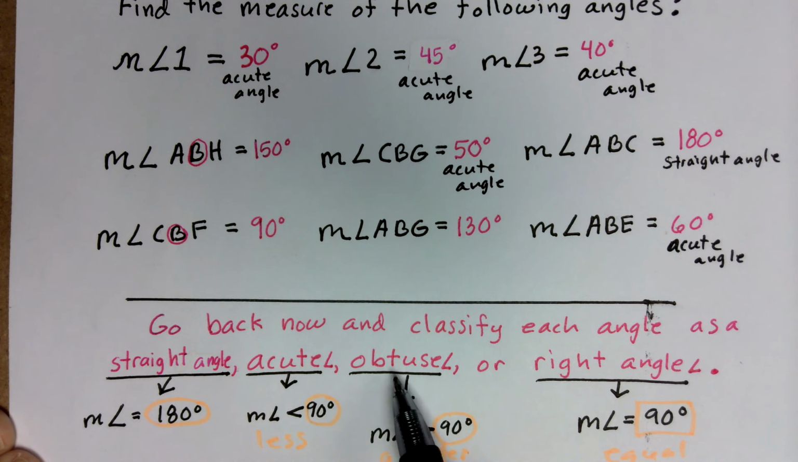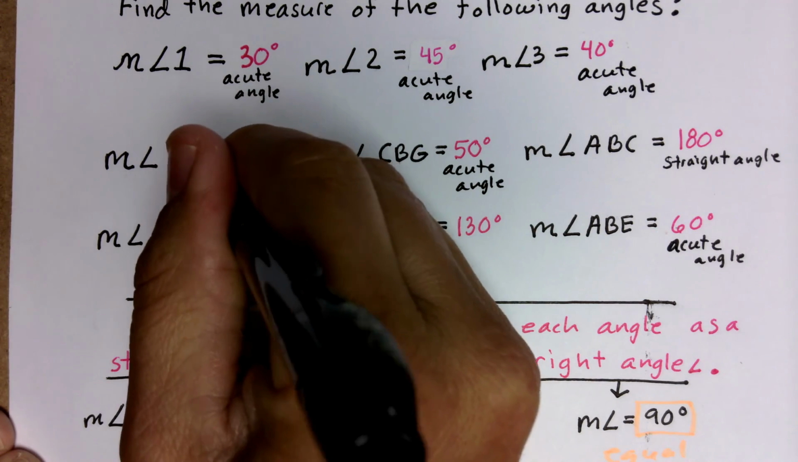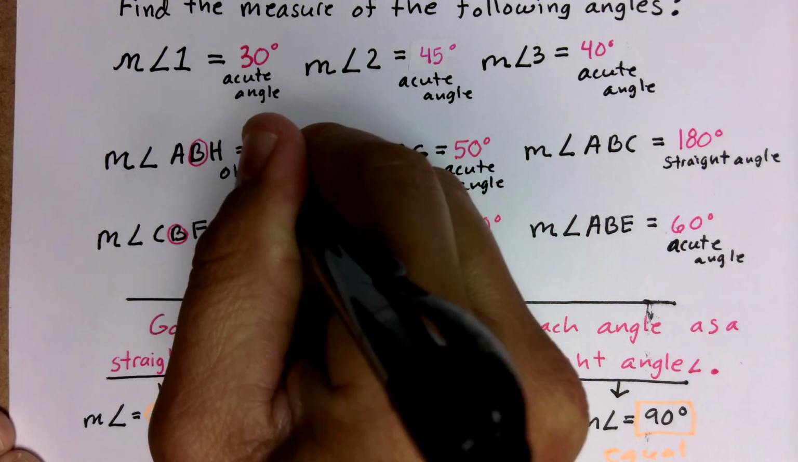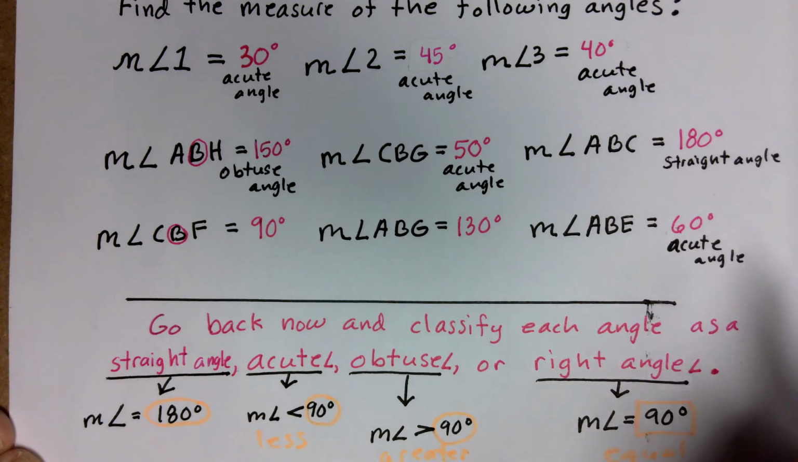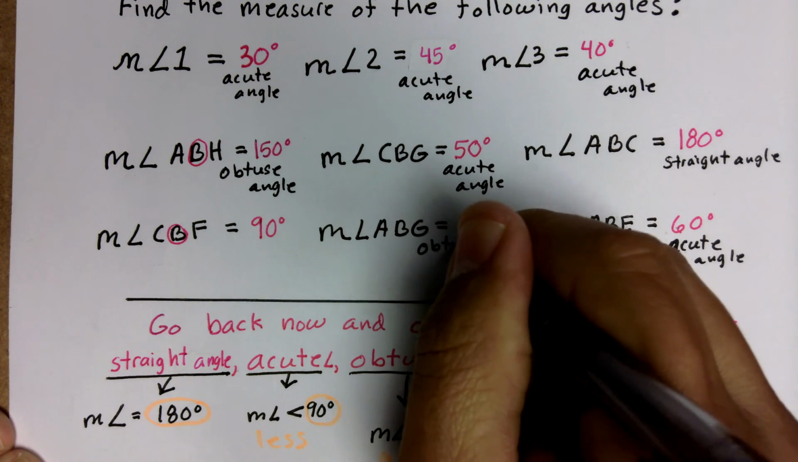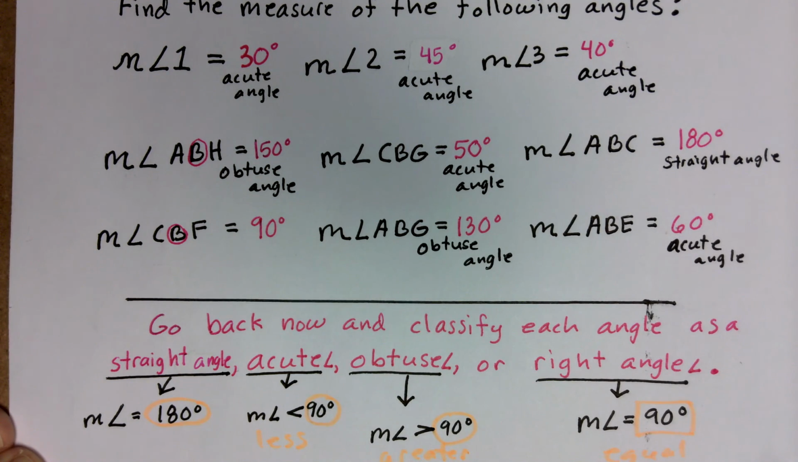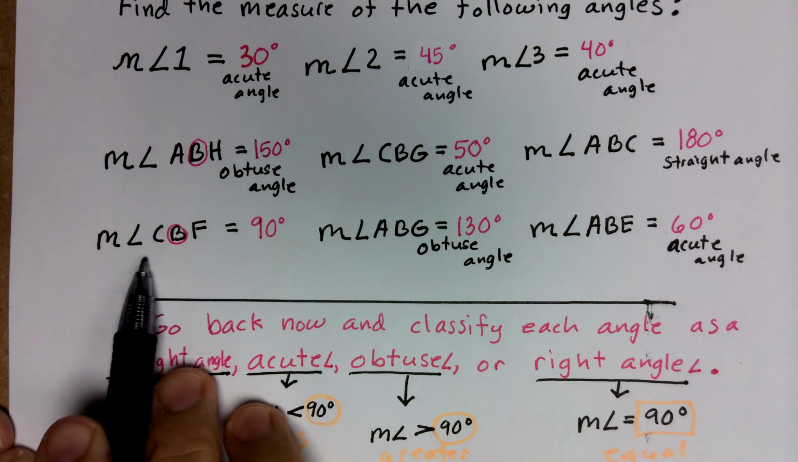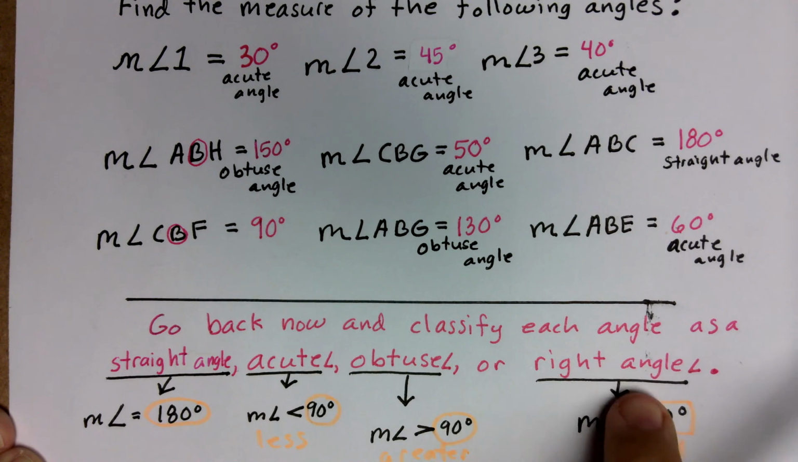When it came to our obtuse angles, the angles that measured greater than 90 degrees, our obtuse angles would include angle ABH, and it would also include angle ABG. And the only one we have left is our angle CBF. And CBF, notice it is equal to 90 degrees, which makes it a right angle.